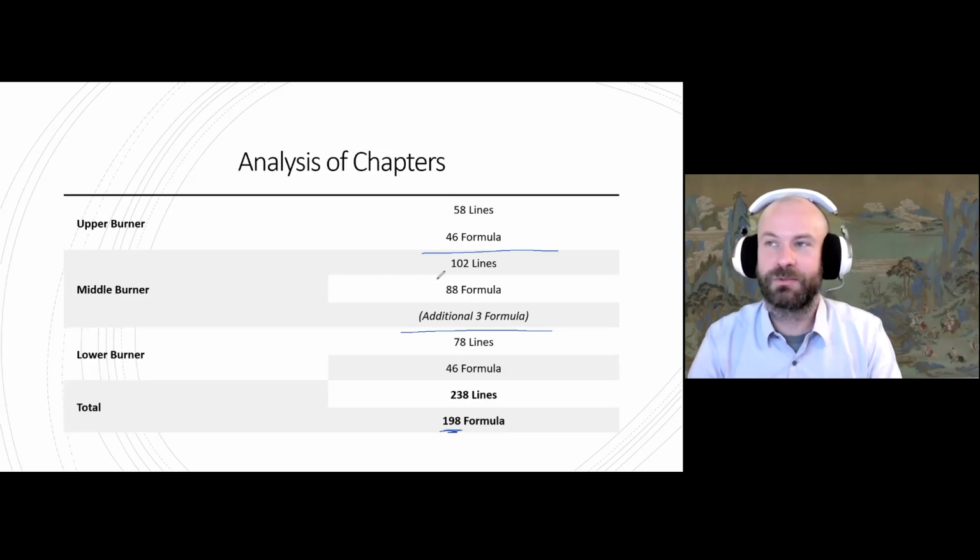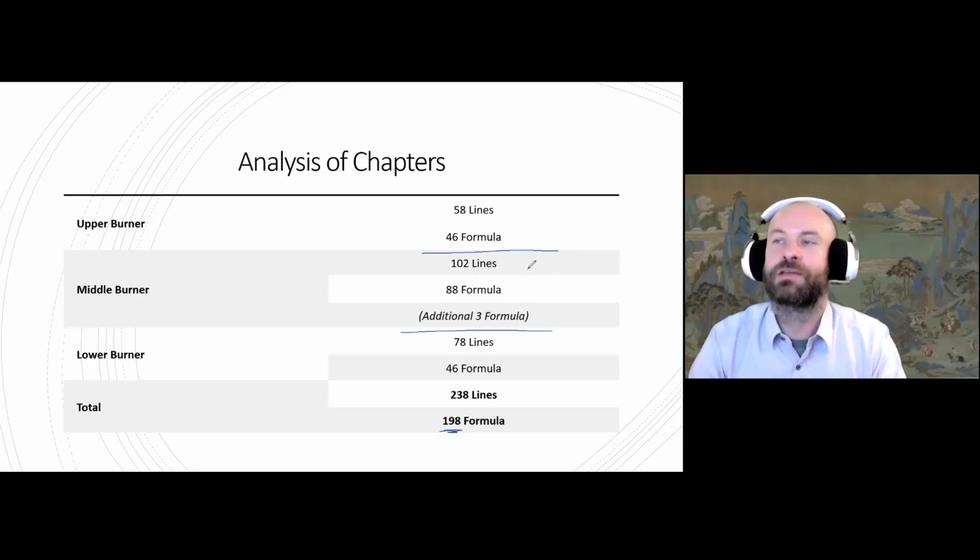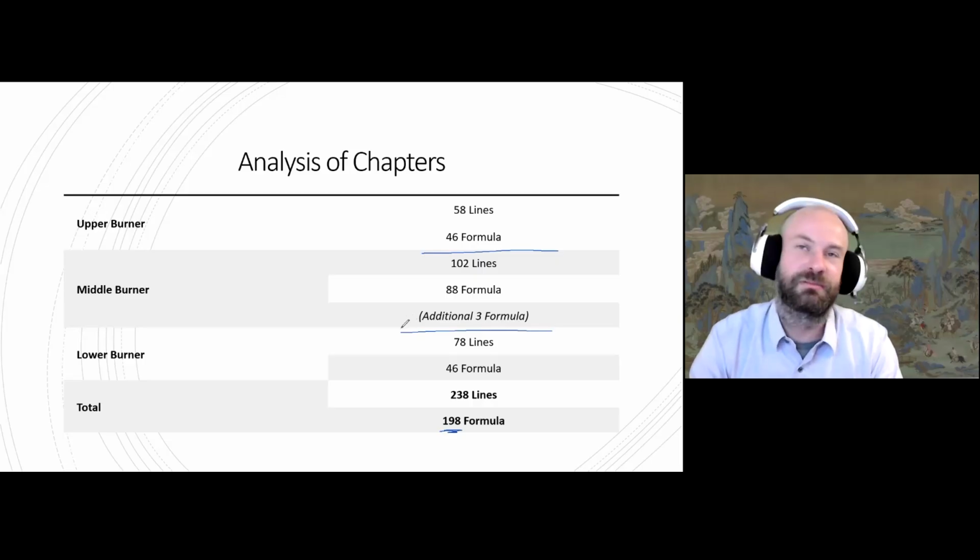But what I actually found interesting when I was looking at this was that they include a lot of discussion about the middle burner as well, which I found quite interesting.